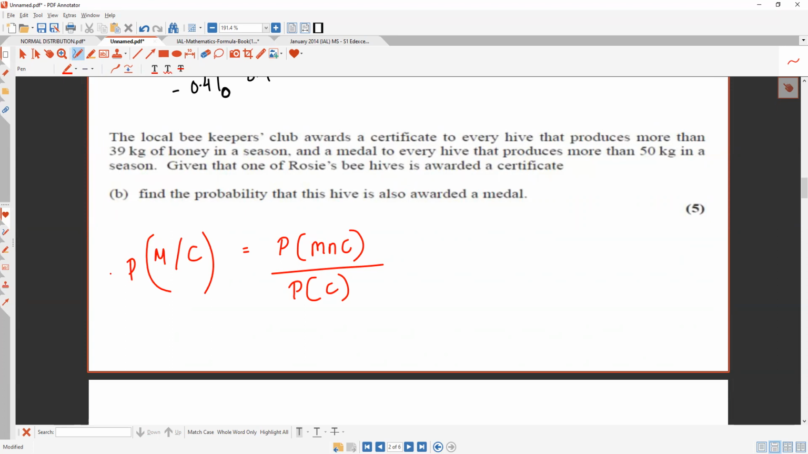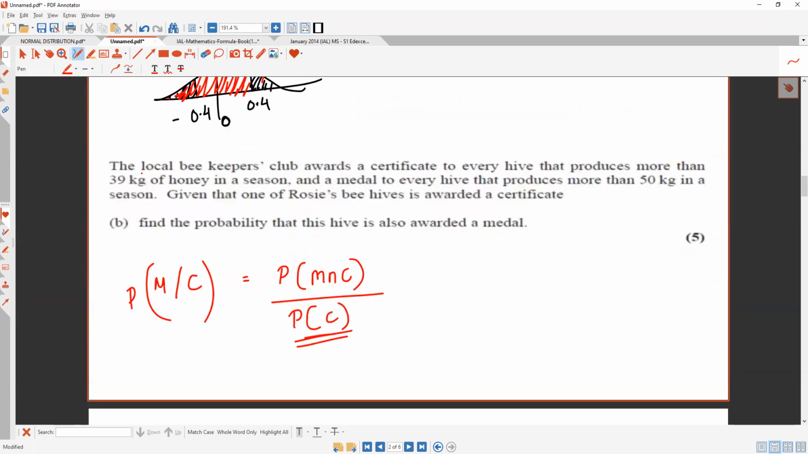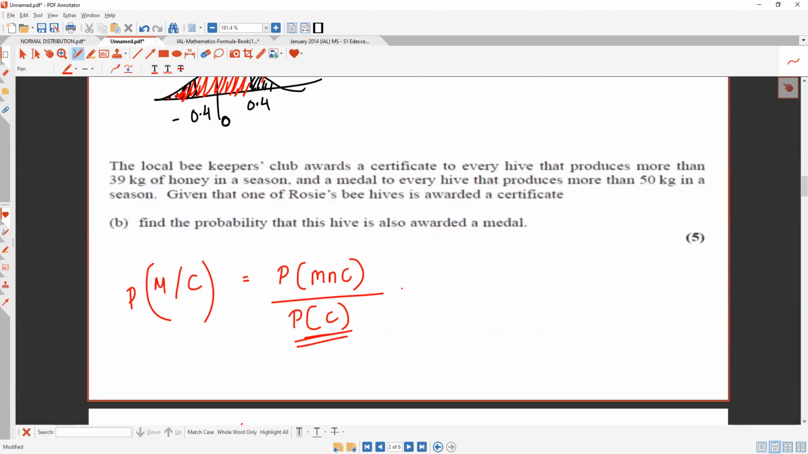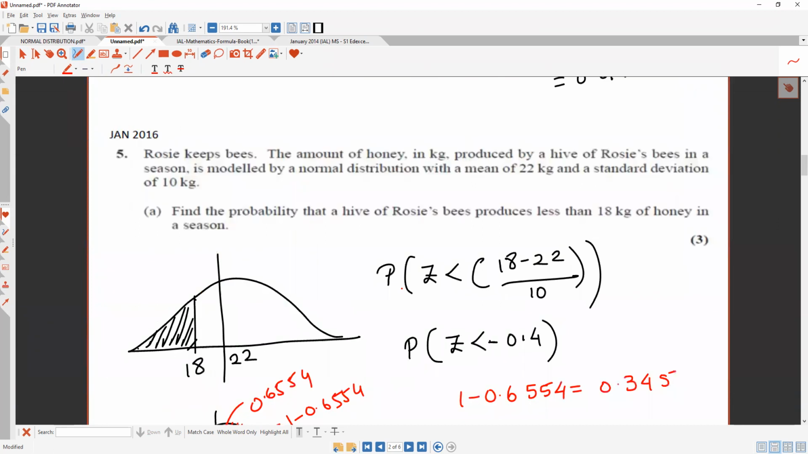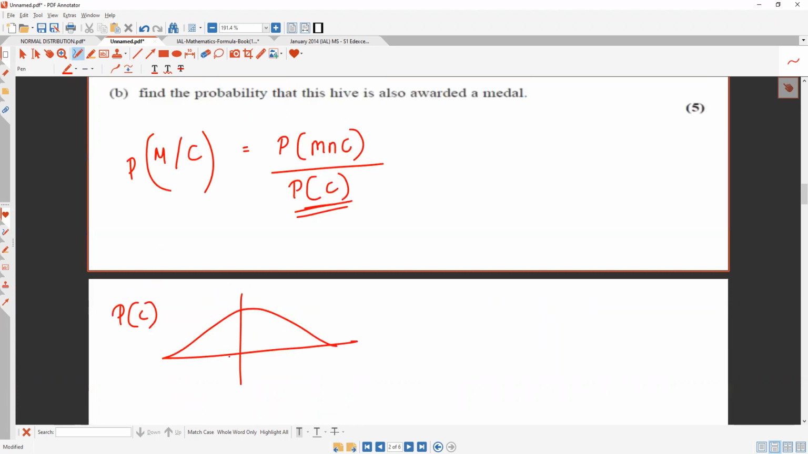Okay, so in that case, let us find the probability of getting a certificate. When do you get a certificate? If you produce more than 39 kg. That means 39 kg is the limit. So what was the mean? 22 kg is the mean, and this is 39 kg. So let it be here. Understood?